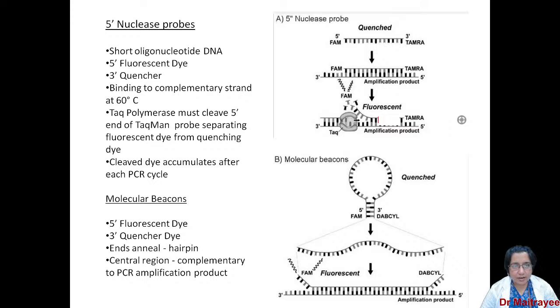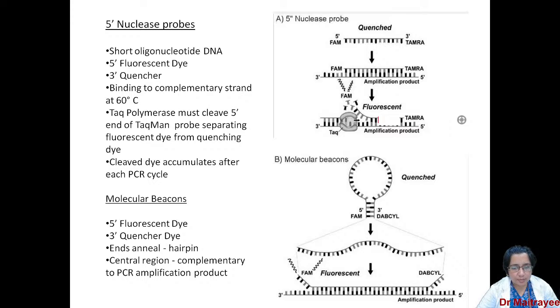So this is a diagrammatic representation of the probes. The one is the 5' nuclease probe in which there is a short oligonucleotide DNA. The 5' has the fluorescent dye and the 3' has the quencher. These bind to the complementary strand at 60 degrees centigrade. The Taq polymerase must cleave the 5' end of the TaqMan probes, separating the fluorescent dye from the quenching dye, and then the cleaved dye accumulates after each PCR cycle.